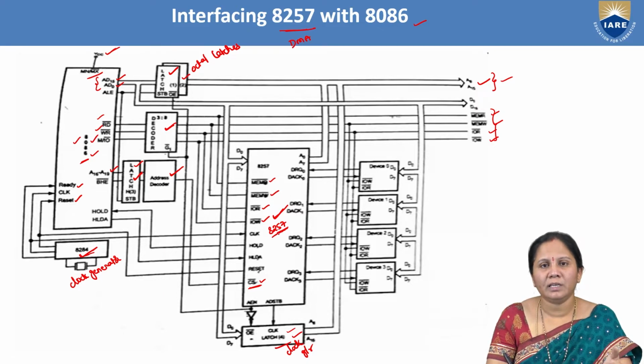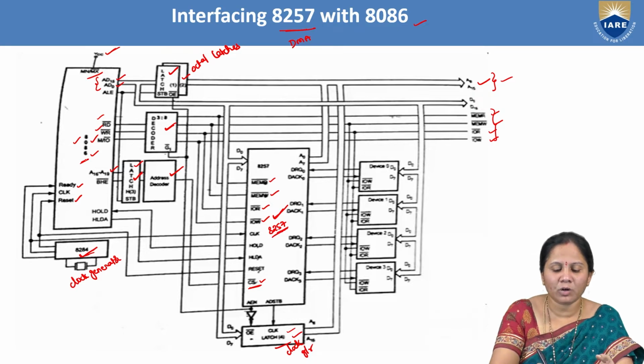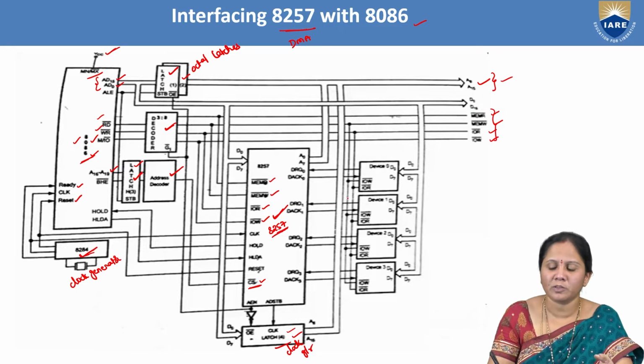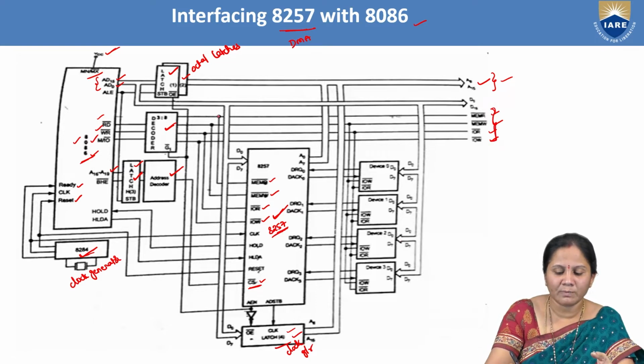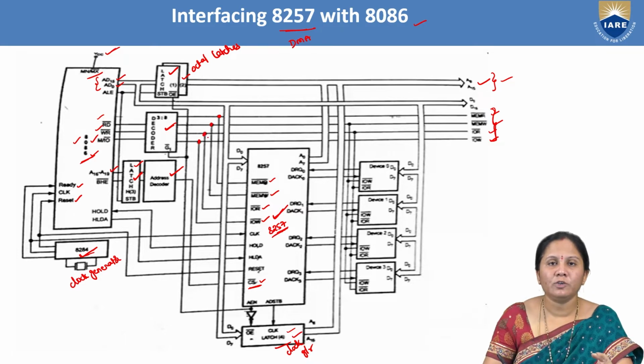So using these signals, in order to transfer the data from the memory or to the memory, that means either a reading operation or a writing operation, the same signals are available with the 8086 microprocessor also. That is memory read, memory write, IO read and IO write. That is why the same signals of the 8086 microprocessor will be connected to the 8257 DMA controller.